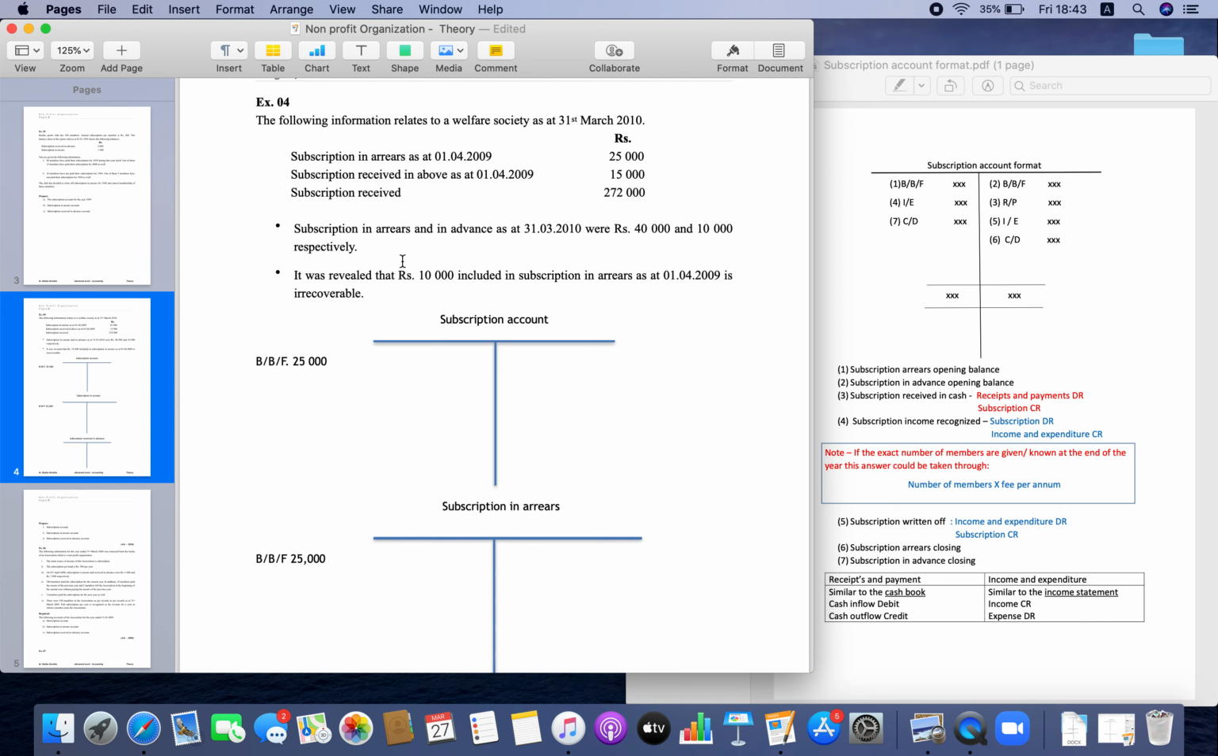Right, next one, subscription received in above. A small printing mistake, guys, it's not above, that has to be advance. So subscription received in advance is 15,000 on 1st of April. Remember, received in advance is a liability. 1st of April means that's the opening balance. So as you can see on the format, this should now come on the credit side. So you mark this over here, balance brought forward 15,000.